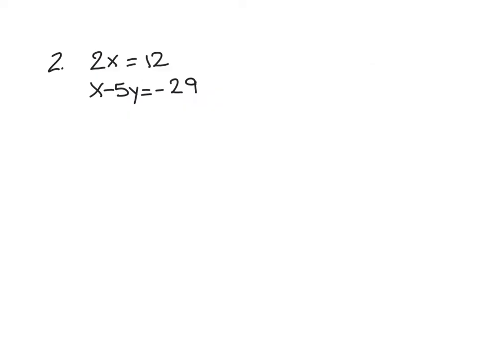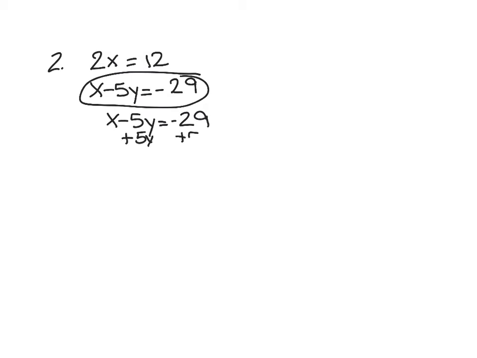All right, so in our next example, we have 2x is equal to 12, and we have x minus 5y is equal to negative 29. So I'm going to solve for the x right here. I'm going to take this one right here, x minus 5y is equal to negative 29, and I'm just going to rearrange it. X is equal to negative 29 plus 5y.